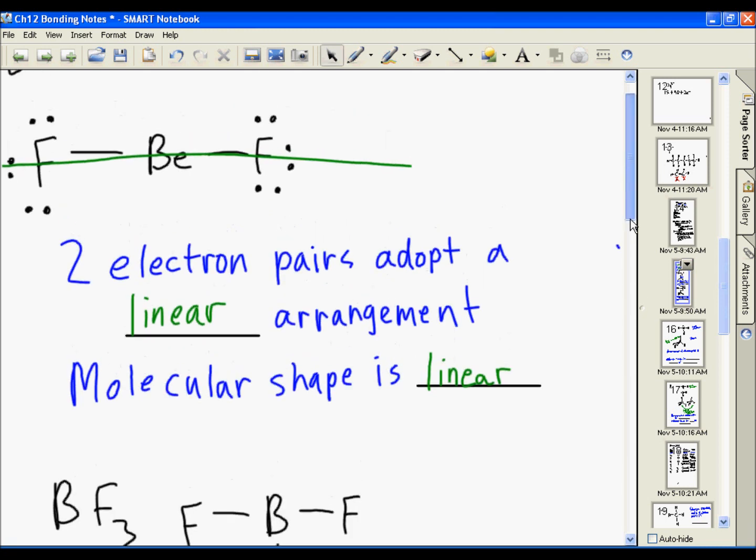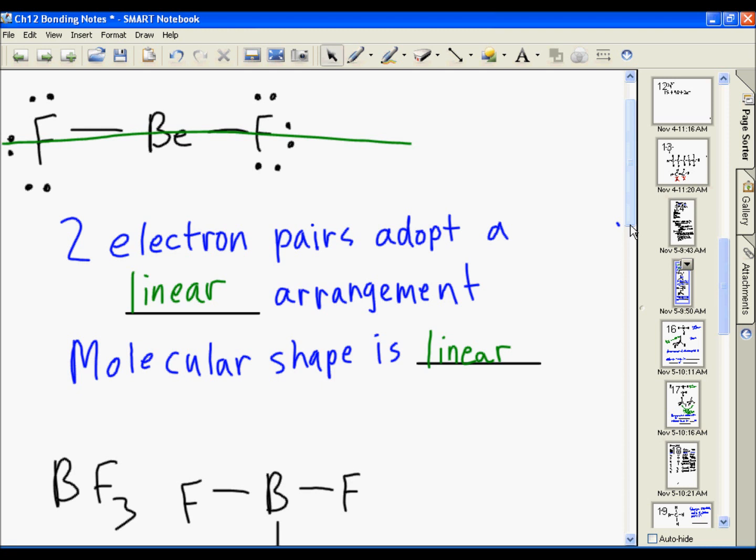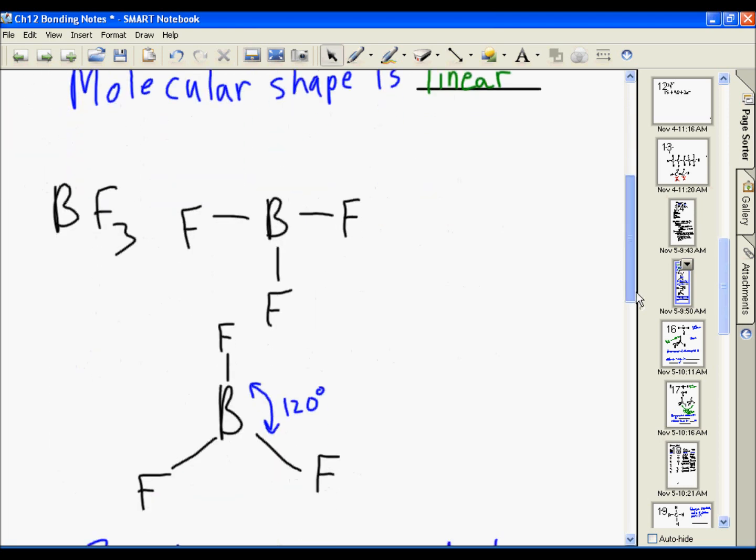When we're trying to figure out the shape, we need to look at the central atom in a molecule. So in this case, it would be the beryllium. So we're looking at how many electron pairs are around the central atom. In that case, there are 2. So if you have 2 pairs around a central atom, the arrangement will be linear.